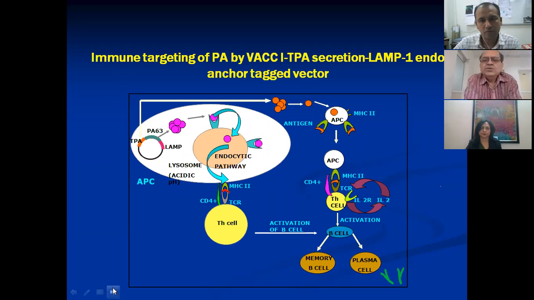Another thing we wanted to do, whether instead of making the protein, growing the cells in fermenter, making the proteins, and more proteins are always likely to be inactivated. Therefore, we wanted to make DNA vaccine against anthrax. So this is just a model.